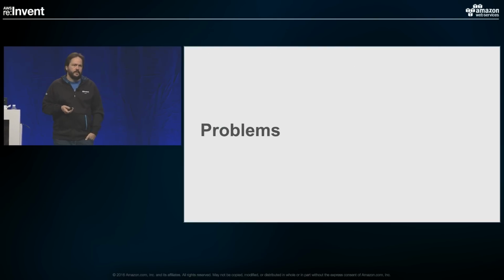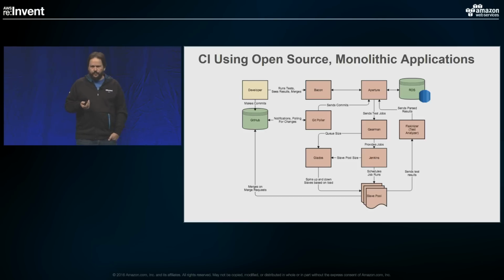So these are the problems that we need to solve within our engineering department, within our CI infrastructure. Our CI was using open source monolithic applications. You can see on this diagram all of the boxes in red. Those are all individual machines that we have to manage. We have to deploy, we have to do security patches, we have to make sure the disks are clean, we have to do OS upgrades, we have to do all kinds of different things on every one of those boxes. That's where we were a year ago.